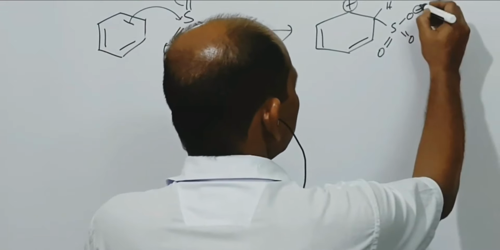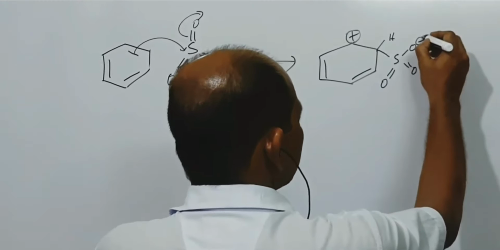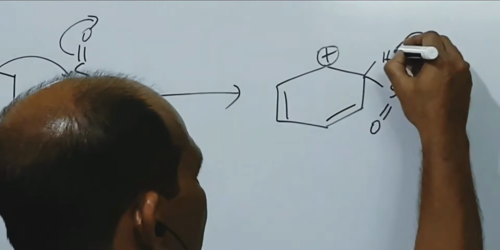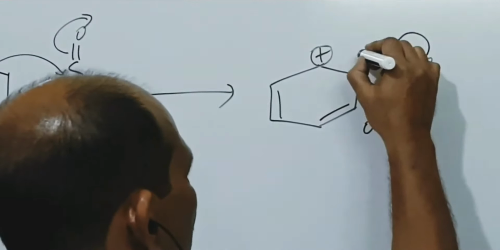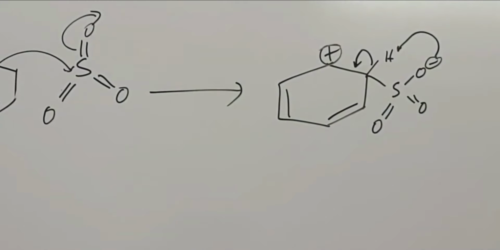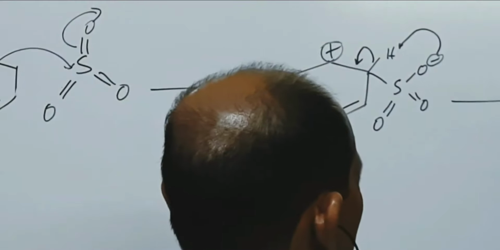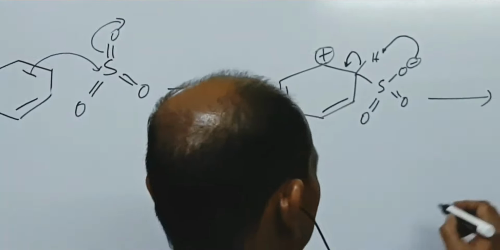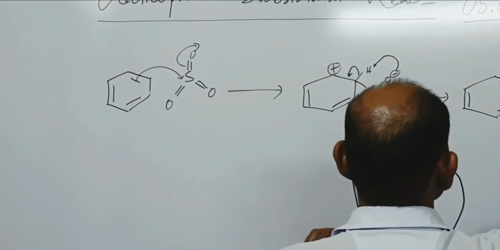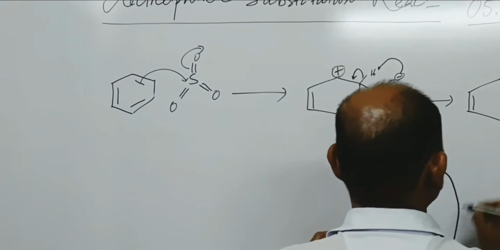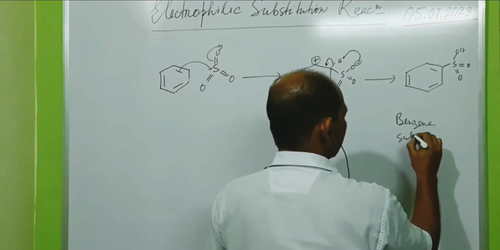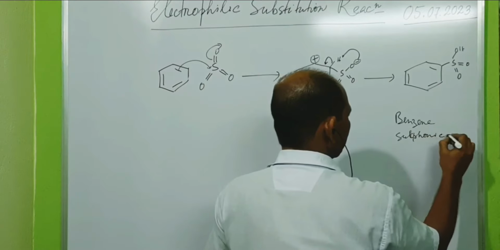Now, look at the figure. This O minus, that means the electron pair on the oxygen atom, will attack this proton, and the C-H bond will be broken towards the carbocation, and the aromaticity will be regained, and the product will be benzene sulfonic acid.